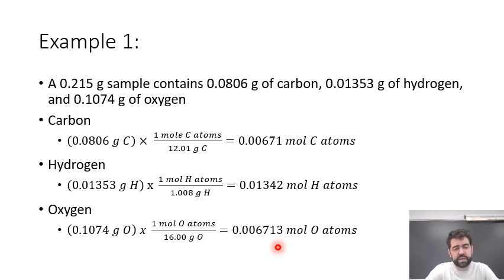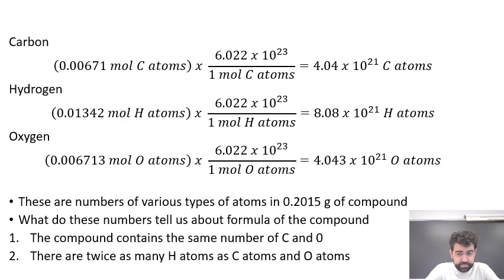And so when we do this here, we have carbon grams to moles, hydrogen grams to moles, and oxygen grams to moles. Next, we can also look at these in terms of atoms. Now, we don't have to, but let's pretend we can turn these into atoms, and we can see real quick that these are the numbers of various types of atoms in this compound. We don't know what the compound is, but we do know that the compound contains the same number of carbons and oxygens, just about, here and here. And then if you look here, it's about twice as many hydrogens.